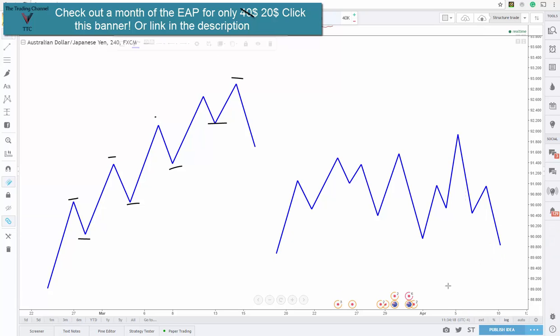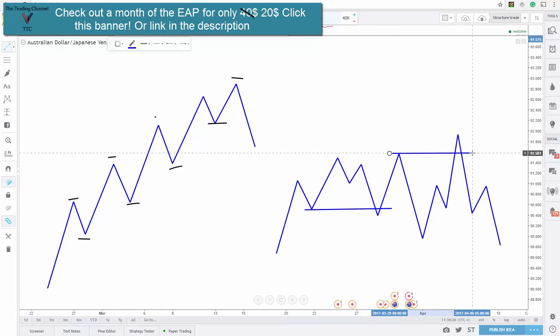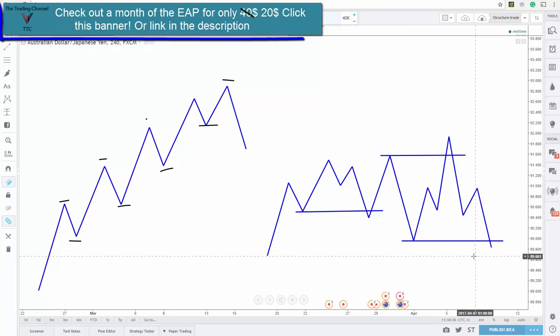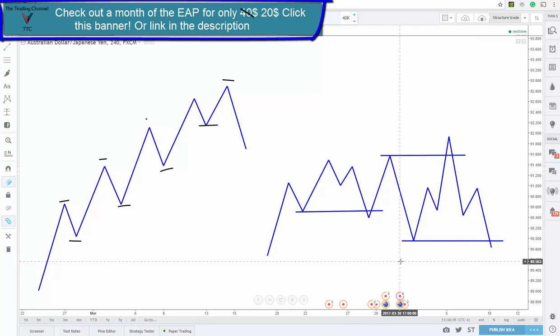And as you can see, we have many times that the market breaks through the previous level of support or resistance and does not continue in that direction. This is what we see a lot of times in a ranging market.